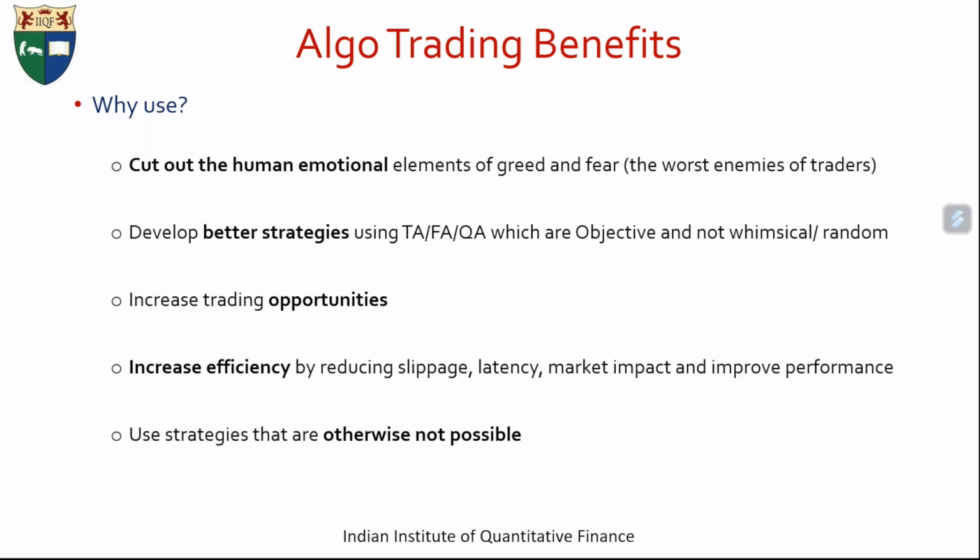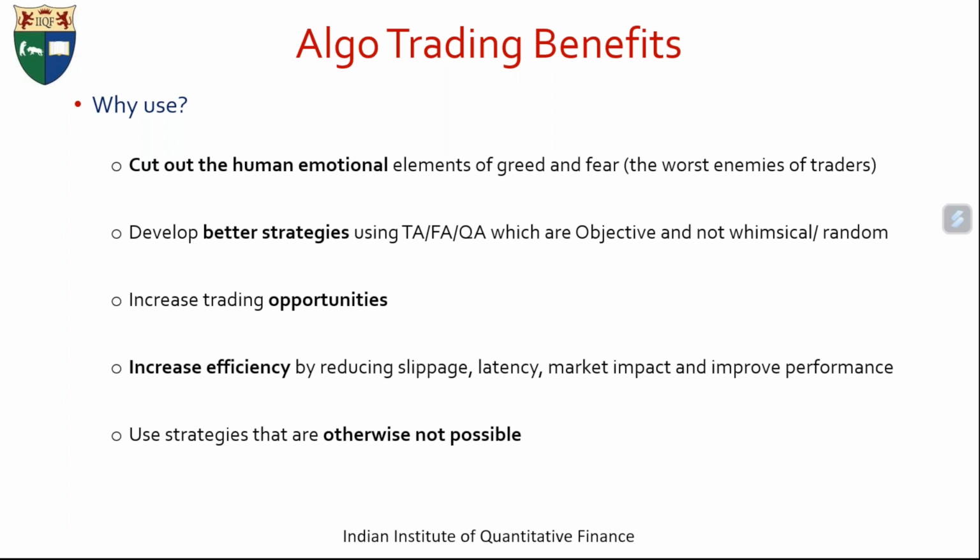If you are doing systematic trading, then you cut out the human emotional elements of greed and fear, which are considered the worst enemies of traders, right? As Yatish was mentioning, if you follow a system, even with a low hit ratio, if you carry on your trades as per your system, then you have a huge winning formula, right?